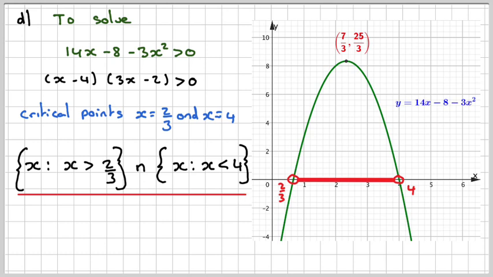Okay, so this has been a video to show you how to find a stationary point, determine its nature, and solve shading inequalities and solving inequalities.